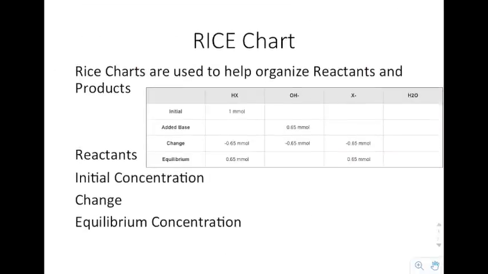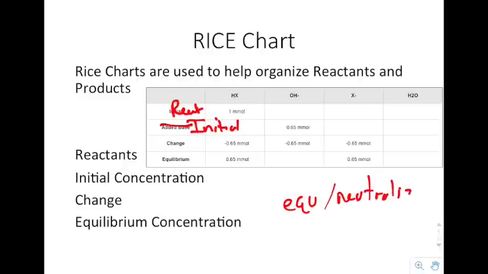So now, whenever we do these, it's helpful to create what's called a RICE chart. A RICE chart is generally considered to be reactants, and then you have initial, you have change, and you have equilibrium. Whenever you use this, it helps keep track of your data, and is really important when you're talking about equivalence point or neutralization reactions. You've got to keep track of what you have at which points.